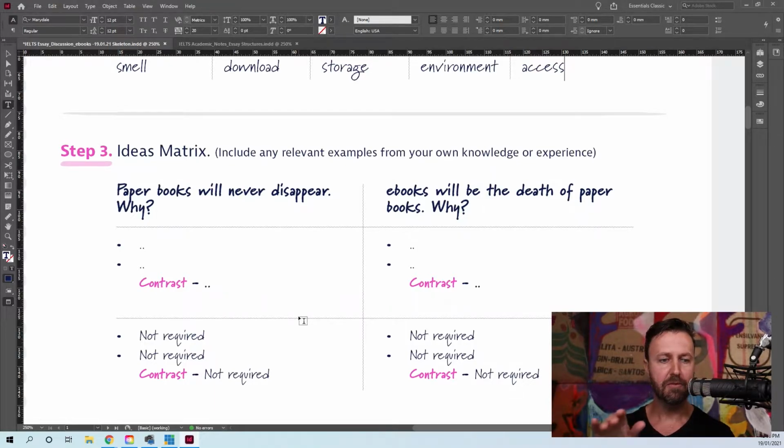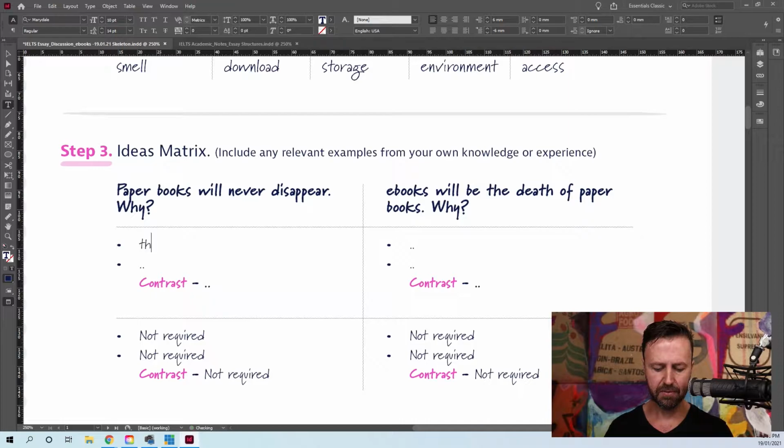And you'll notice at the bottom here I've got not required, because really with the discussion essay, we're looking at both sides, but we're not requiring the same number of arguments as we do with an argument essay or a twin question essay. Here we're looking at 2 each side plus 1 contrast, and that'll be enough for us to actually write this essay. Let's start. So paper books will never disappear. What's our first argument here?